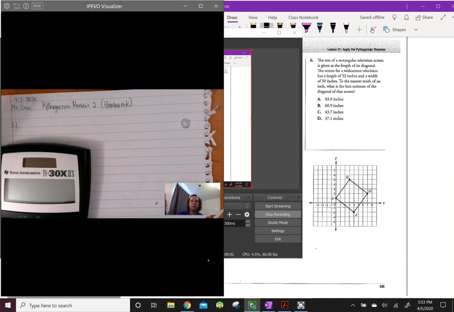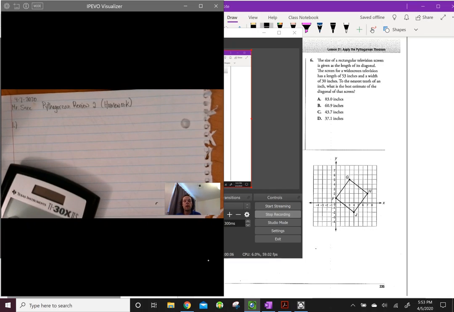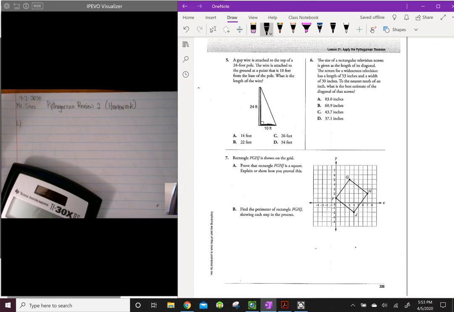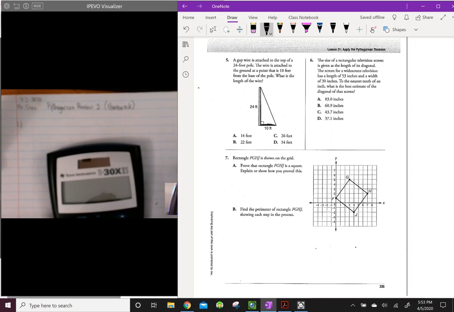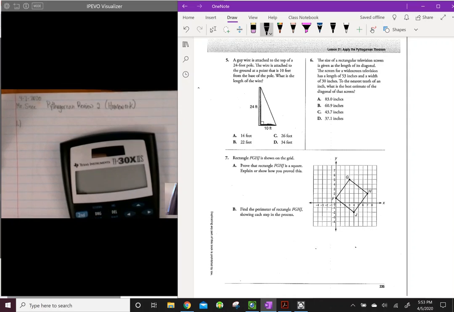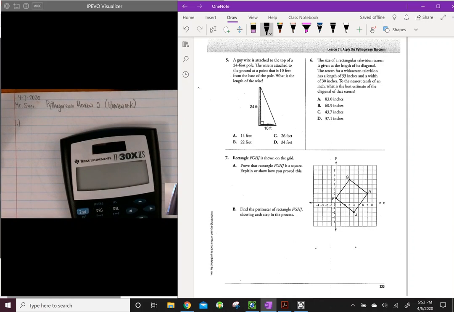Okay, I'm back to help you guys out with your Pythagorean theorem review homework. There are a few problems. You probably found them in the classroom. They look just like this. You've got your blank paper with your name and date and what the assignment is. You've got your calculator and your pencil, and you're ready to go.